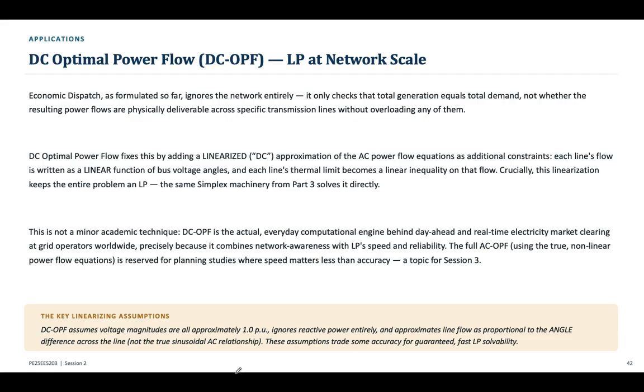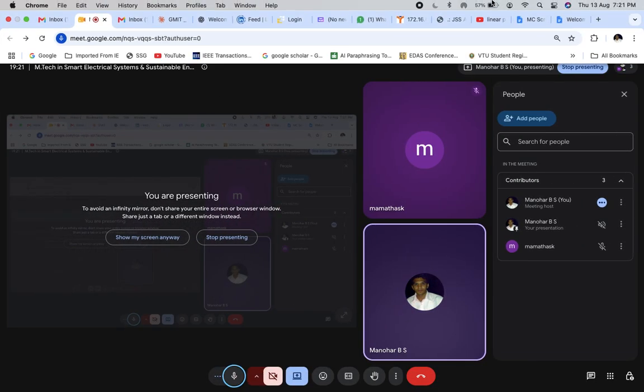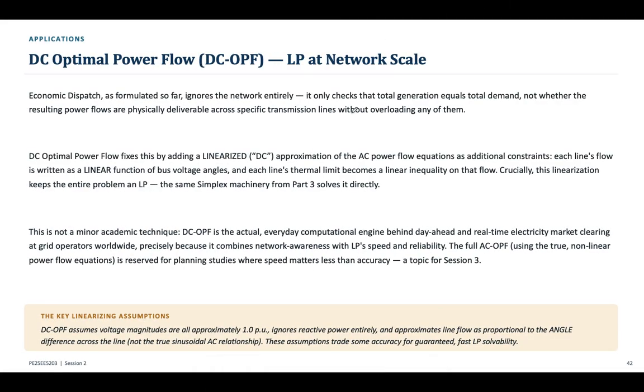Yeah, let's continue. We'll talk about the DC optimal power flow. Economic dispatch, we are trying to look at a network scale here, with linear programming. Economic dispatch by itself does not know where the generators and loads are located. Suppose the cheapest generator is located far away from the load, and the transmission line connecting them has limited capacity. Economic dispatch may tell us to use the cheap generator heavily, but the resulting power may not be physically deliverable, right? So this is where we are moving out of economic dispatch to optimal power flow.